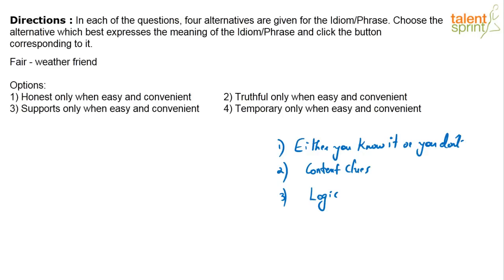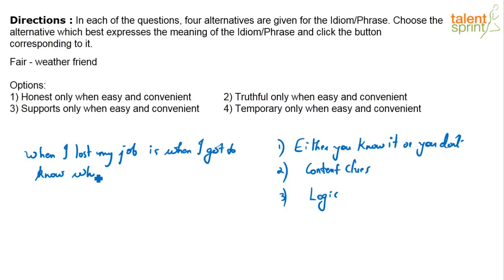Now, fair weather friend. This sort of a question, either you know the answer or you don't know the answer. Options: honest only when easy and convenient, truthful only when easy and convenient, supports only when easy and convenient, temporary only when easy and convenient. For a question like this, let me give you an example sentence. If I say, when I lost my job is when I got to know who my fair weather friends are.